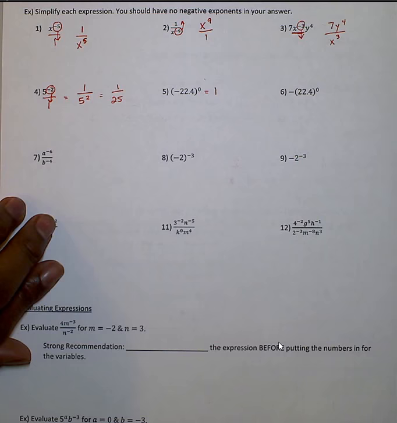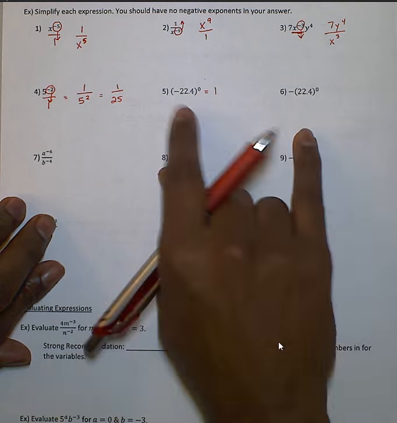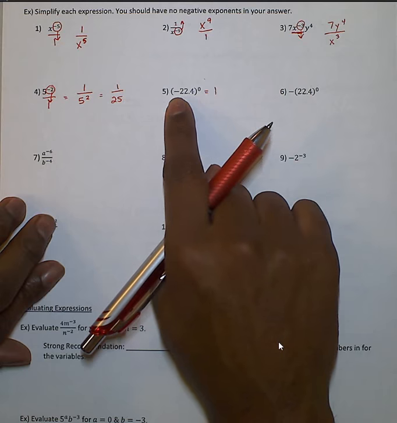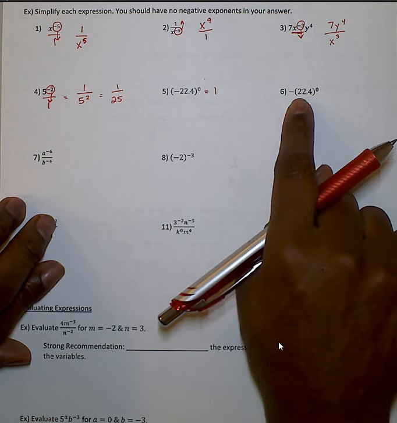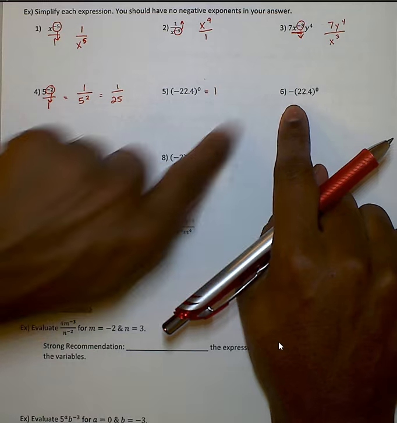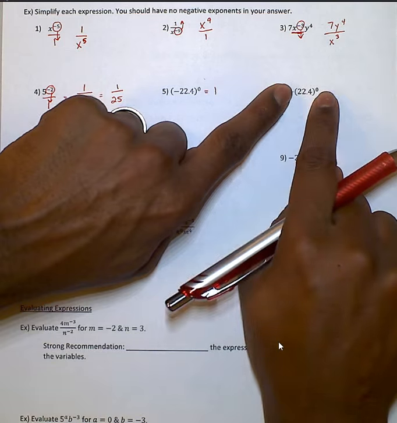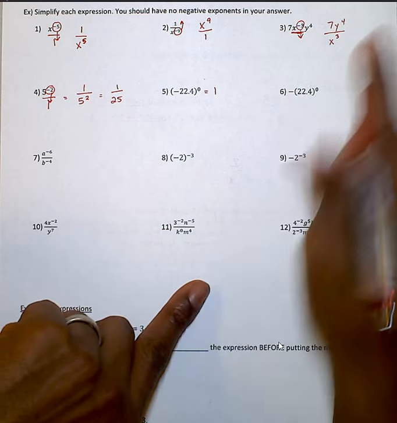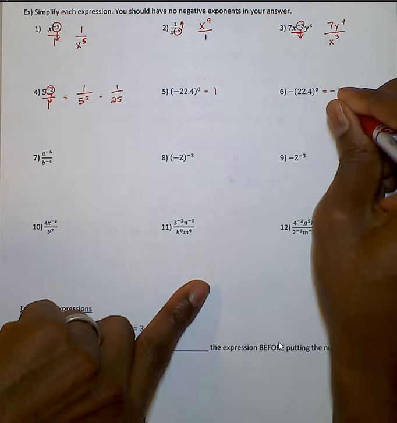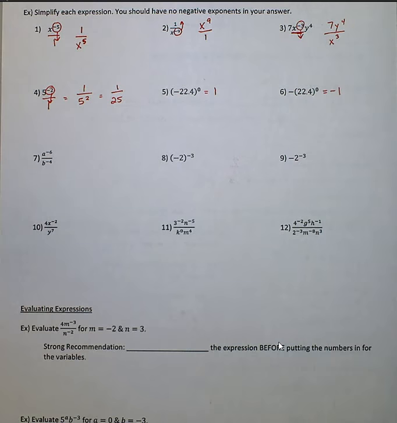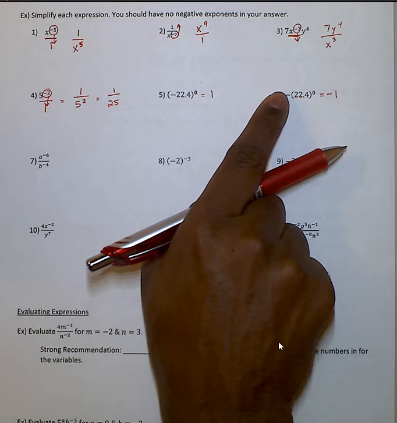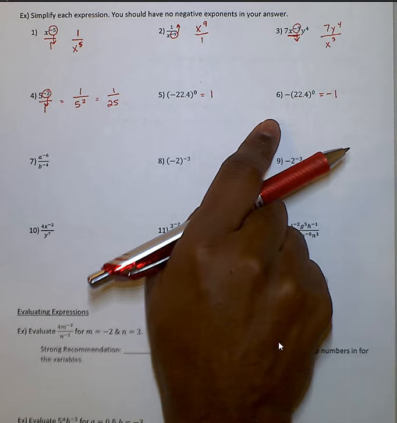Number 6, did they write the same question twice? Nope, there's a difference. In number 5, the negative is inside the parentheses. In number 6, the negative is outside of the parentheses. So for number 6, we have 22.4 to the 0 power, and then there's a negative here. So it would be actually negative 1, because 22.4 to the 0 power is 1, times negative 1 is negative 1.